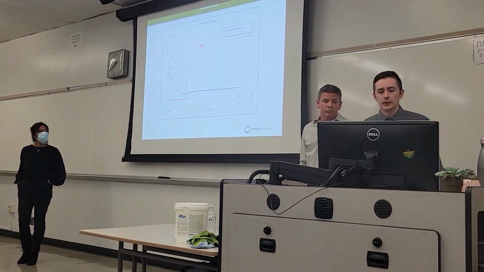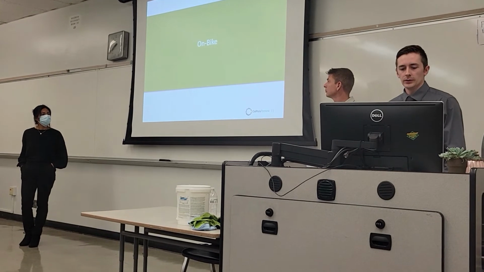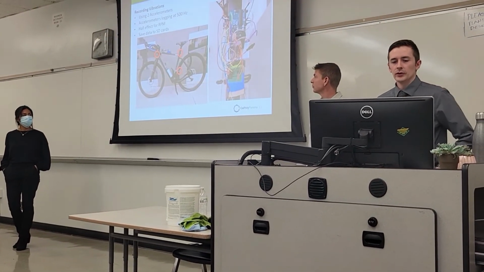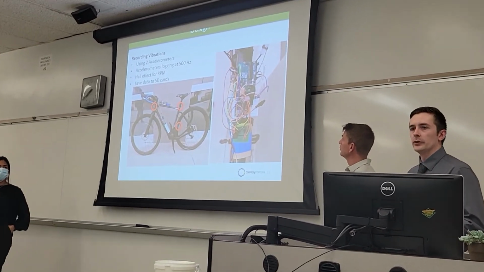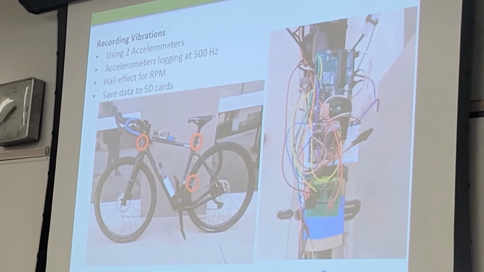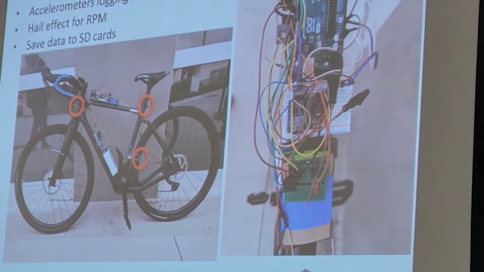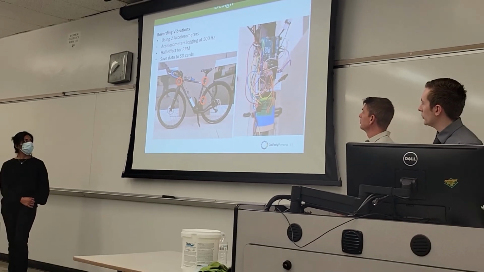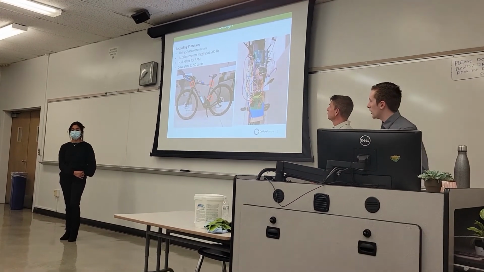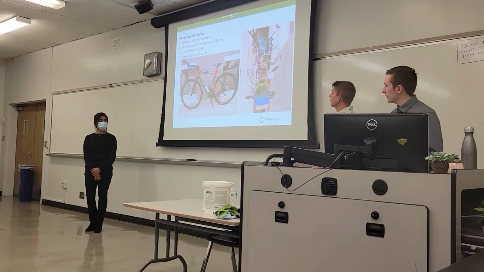Okay, so next we'll talk about our on-bike setup, which we use for measuring suspension losses. So this is the design. We have our bike here, and we're using 2 accelerometers. I'll talk about that later. Only one is working right now, but the intention is to have one on the front of the bike and one on the rear of the bike, which are the top 2 red circles that I have there. And then we also have a Hall effect sensor at the bottom of the back wheel, and that's measuring the speed that we're going.